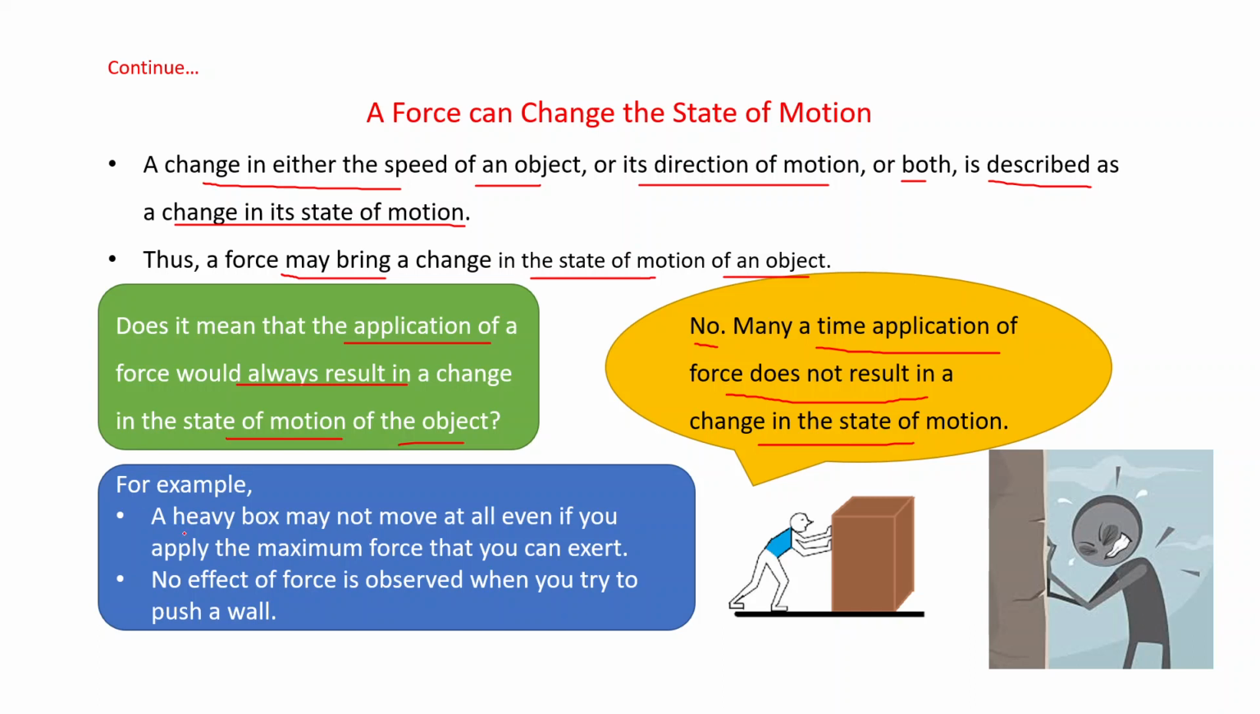For example, a heavy box may not move at all even if you apply the maximum force that you can exert. Like this diagram showing this is the heavy box and this is applying the force, but there is no movement in this box. No effect of force is observed when you try to push a wall. Again, this is the common experience. If you push a wall, there is no movement in the wall. That's why we can say every time application of force does not result in the change in the state of motion.